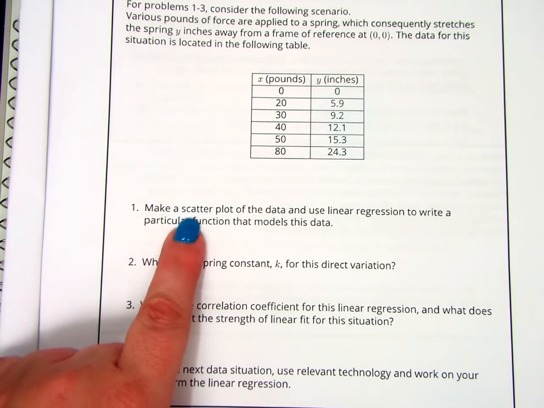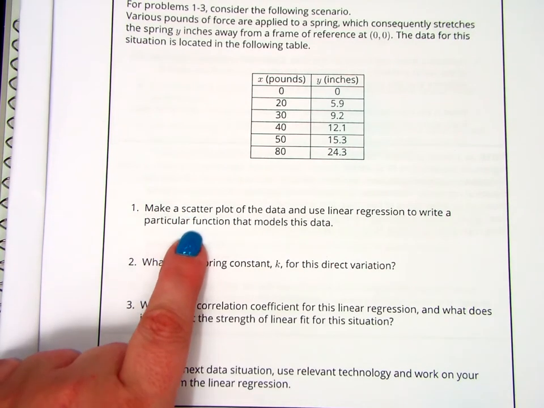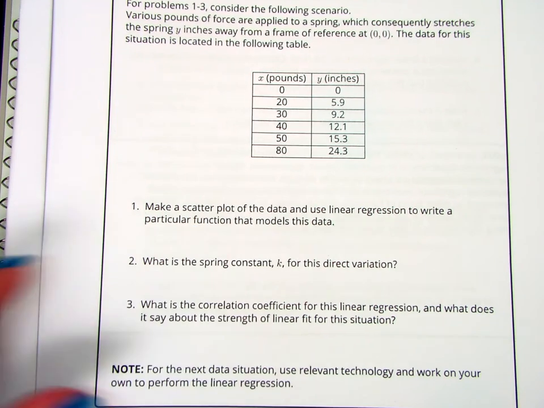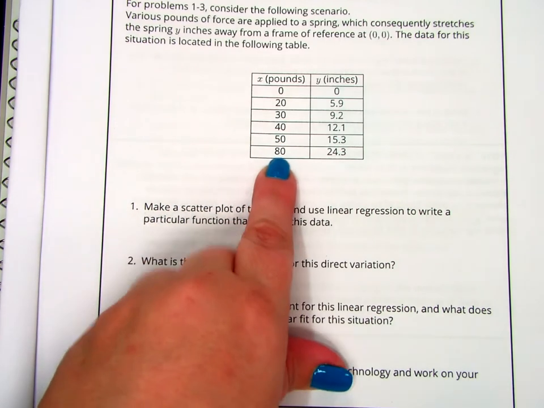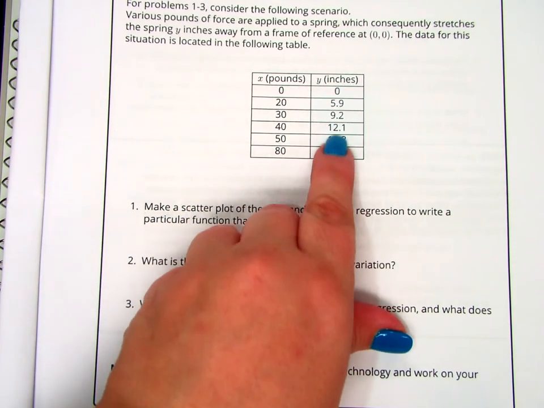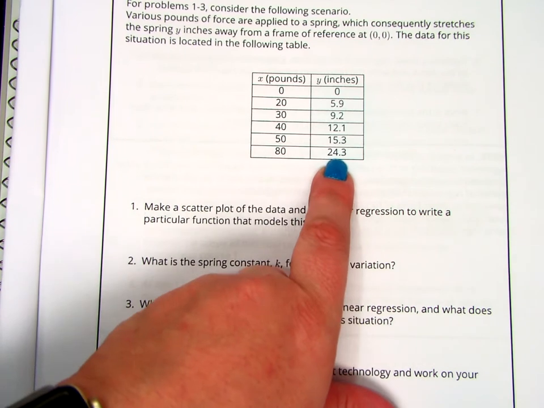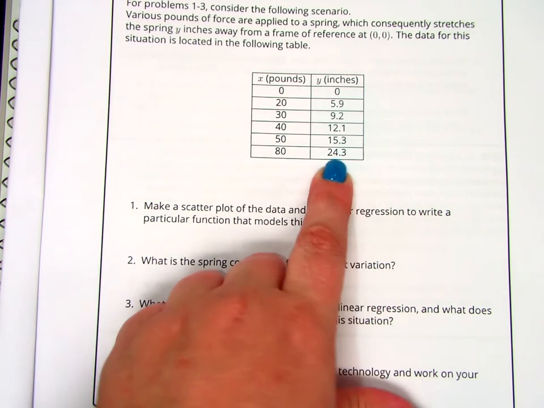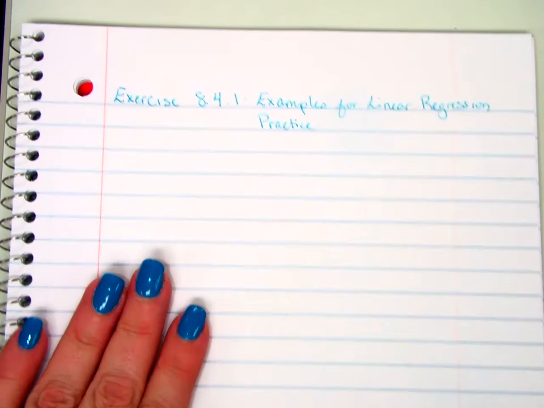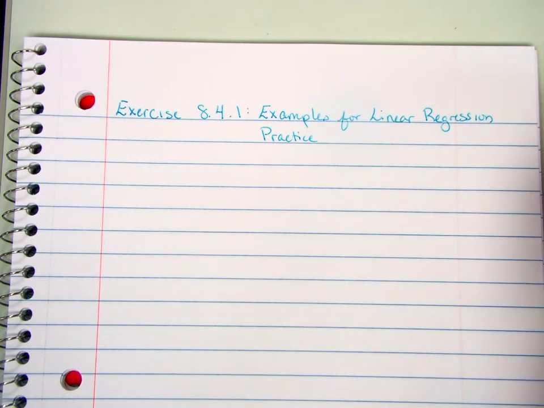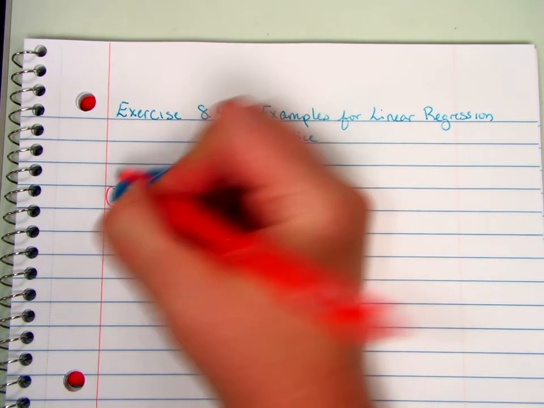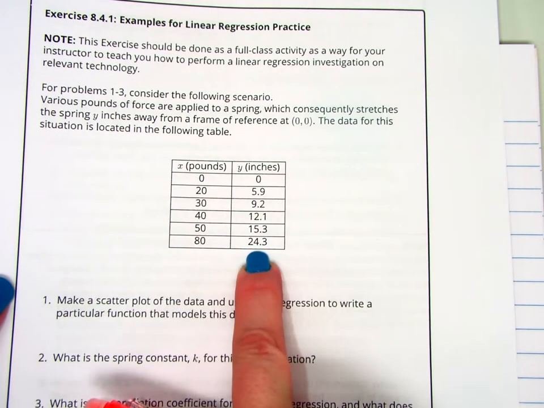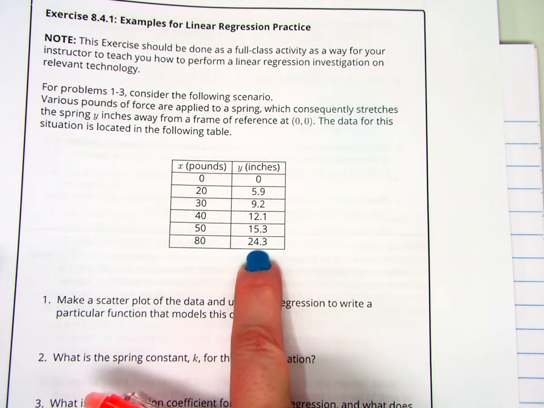Okay? It says to make a scatter plot of the data and use linear regression to write a particular function that models this data. Okay? So if I look at the data, I can see that my x-axis is going to need to go all the way up to 80, and my y-axis is only going to need to go up to 24.3. Okay? So I'm going to actually use some scratch paper to sketch this scatter plot. So this is number 1 on exercise 8.4.1. And I'm first going to make my graph. My y-axis I know is all positive values from 0 to 24.3.